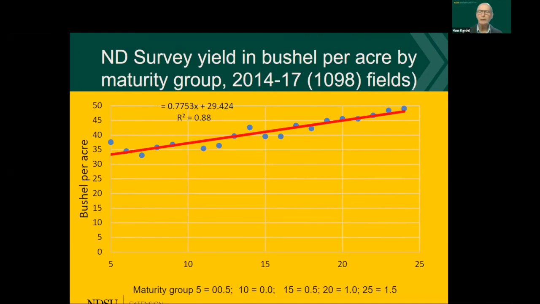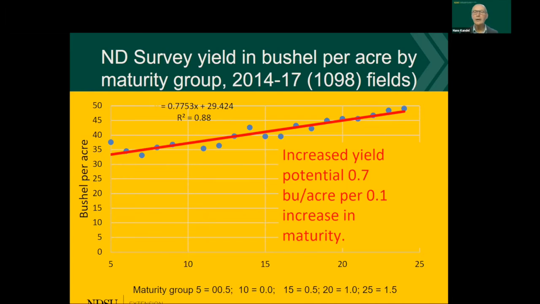The second factor that we were looking at is the maturity group. So here on the bottom, the number 5 represents the 0.5 maturity. And if you go to the right of the graph, the 225 represents the 2.25 maturity. So this is the maturity as reported by the growers, and the yields. So again, here you see over the whole state that there is an increase in yield potential of about 0.7 bushel per 0.1 increase in maturity.